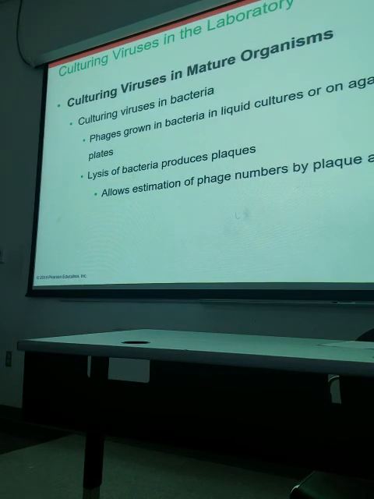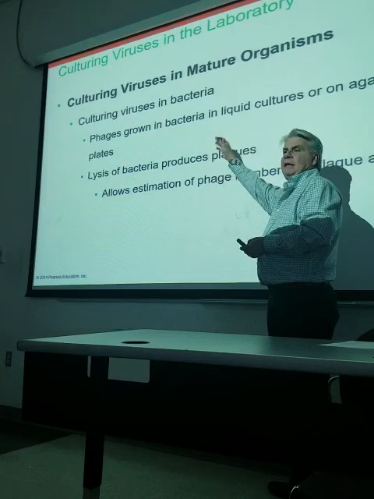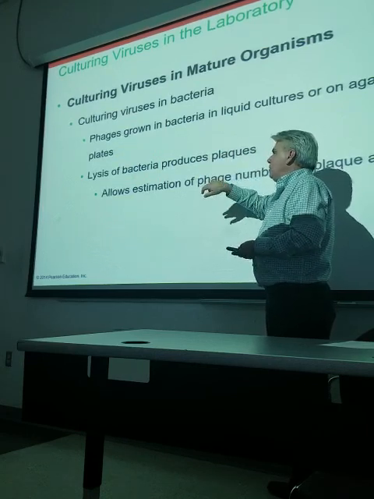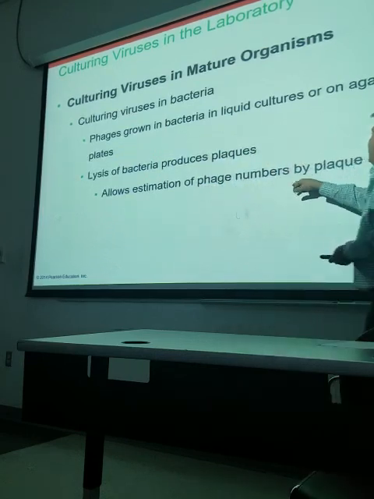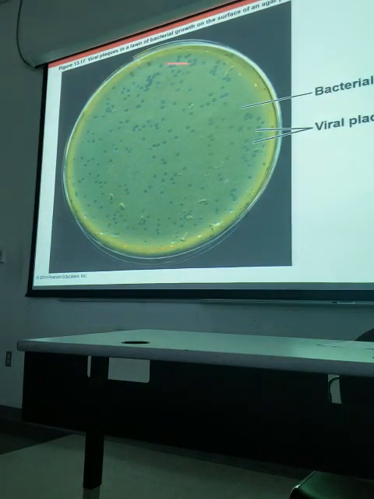Phage grown in bacterial liquid cultures on agar plates. Lysis of bacteria produces these things called plaques, and what I want to try and do is called a plaque assay. We'll see if we can get it to work. This allows an estimation of phage numbers. So what you do is you get a petri dish, an agar, and you cover it with what's called a lawn of bacteria. You don't streak it. You want the whole thing covered with bacteria.